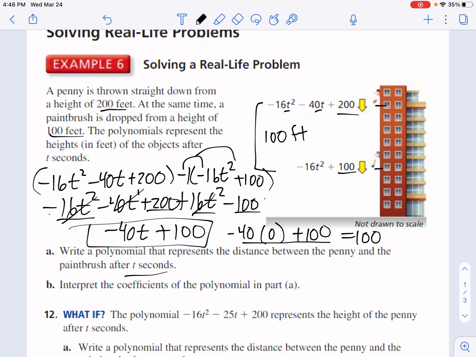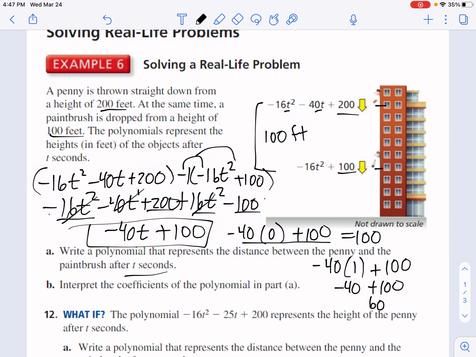But if a second were to pass, let's say that t were 1 second, plugging in 1 for t, negative 40 times 1 is a negative 40. Negative 40 plus 100 would give us 60, okay? After 1 second, that distance would decrease.